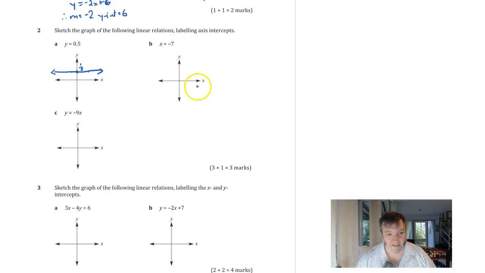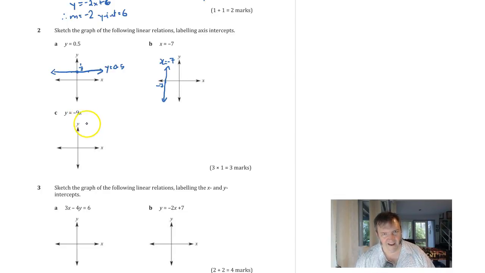x equals negative 7. Very similar, except instead of being a horizontal line, where's x equal to negative 7? Somewhere to the left here. And everywhere on that vertical line is where x would be equal to negative 7. I should have really labelled this other one back over here, shouldn't I?